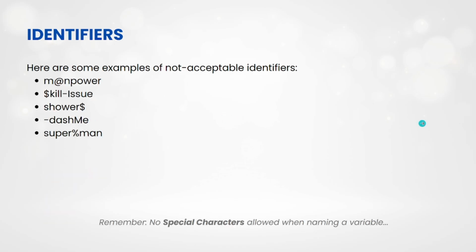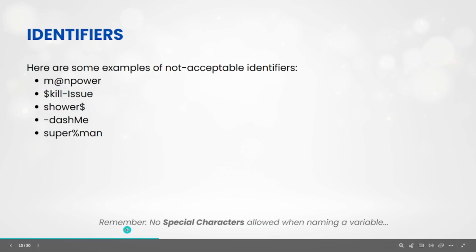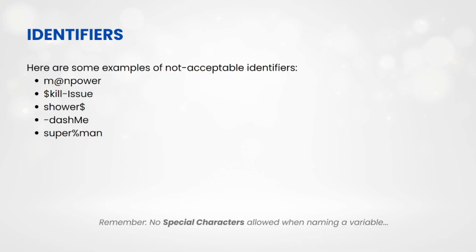So here are the examples of not acceptable identifiers. You can start with a letter, but you're using a special character, so this is not acceptable. Also remember, no special characters are allowed when naming a variable. So no $, no punctuation, nor percentage must be used when you're making a variable name.